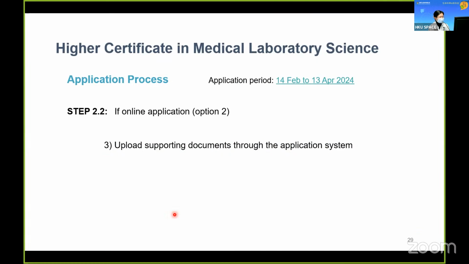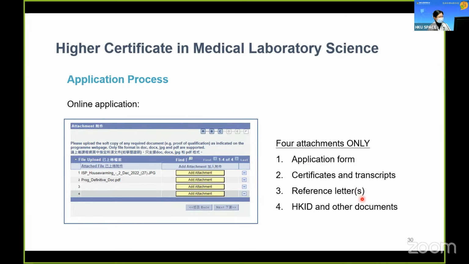The next step is to upload the supporting documents through the application system. It is the same supporting documents, but you can attach all of them to the online application system. But here you can only attach 4 files. So we would like to specify what you should include in each file.